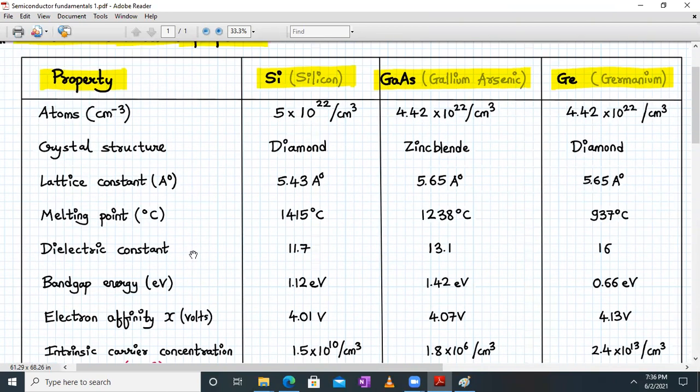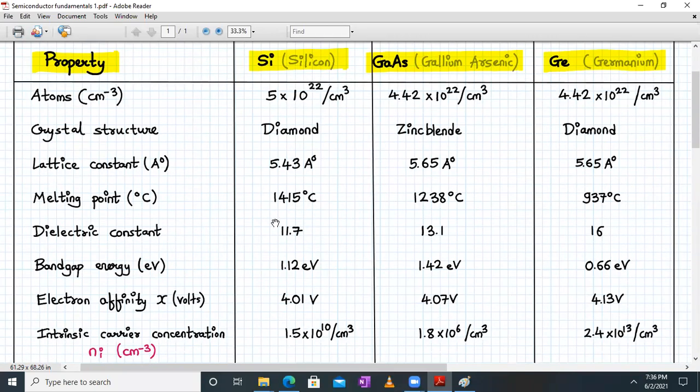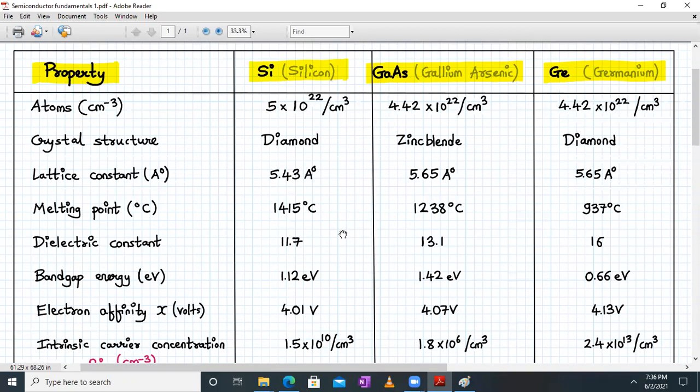Perhaps this is the reason why silicon is more famous than germanium, because of its higher melting point. The melting point of silicon is the highest among the three, 1415 degrees Celsius. Next is gallium arsenide at around 1200, and germanium at around 937 degrees Celsius. Now, the dielectric constant is also an important property. For silicon it's around 11.7, for gallium arsenide it's 13.1, and for germanium it's 16.